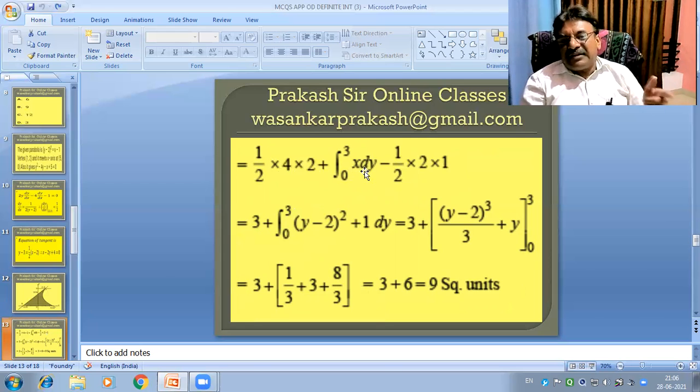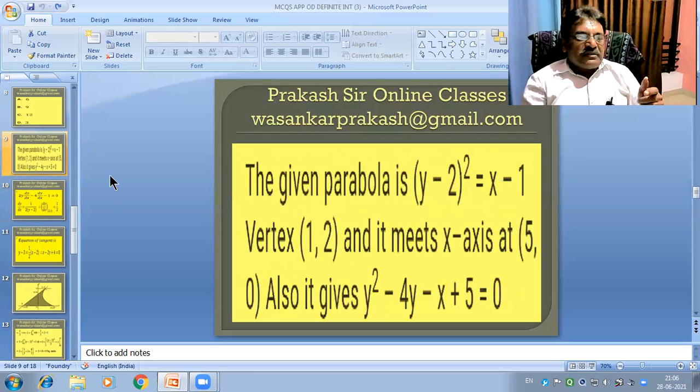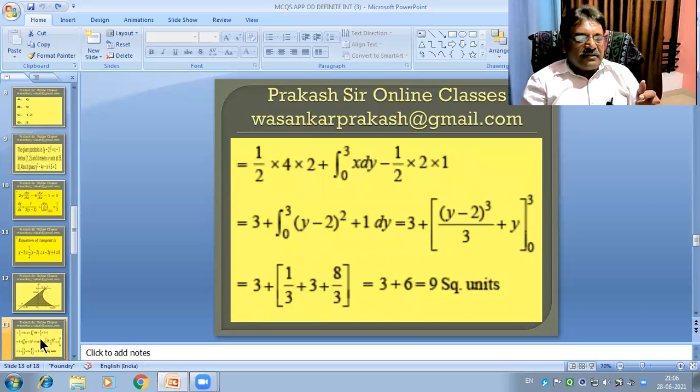We find x from the equation of the curve. From this we find x equals y minus 2 whole square plus 1. So we write y minus 2 whole square plus 1 into dy, which equals 3 as it is, plus we find the integration of y minus 2 whole square. We use the formula x to the power n, n plus 1 upon n plus 1. Similarly, y minus 2 to the power 3 upon 3, plus integration 1 into dy, that is y, within limit 0 to 3.